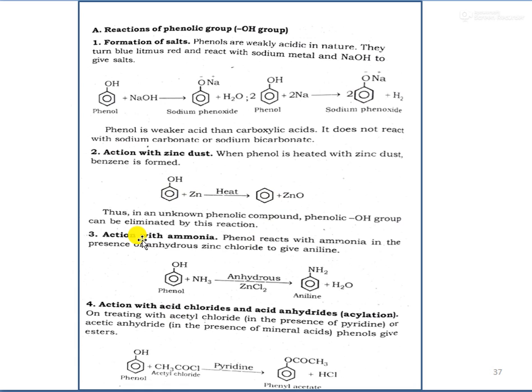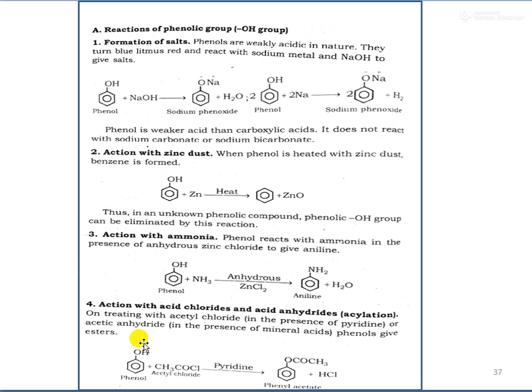You get benzene from this reduction. Then you have the action of ammonia. Here also phenol is reduced actually. So this NH2 group is substituted. For this, anhydrous zinc chloride catalyst is used, and when phenol is treated with ammonia in the presence of anhydrous zinc chloride, you will get aniline.